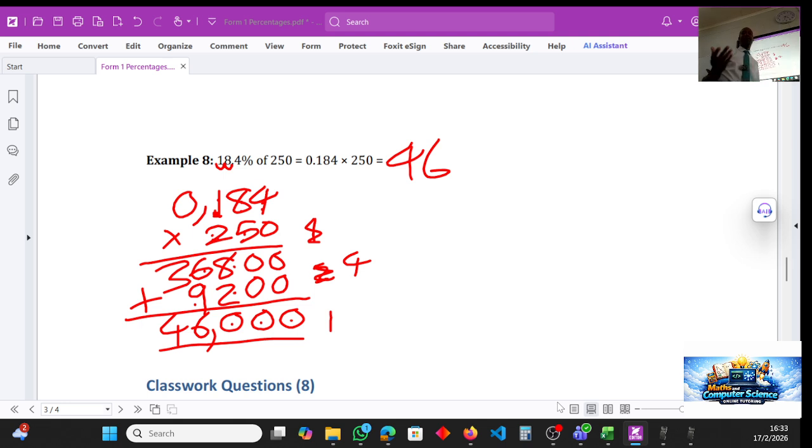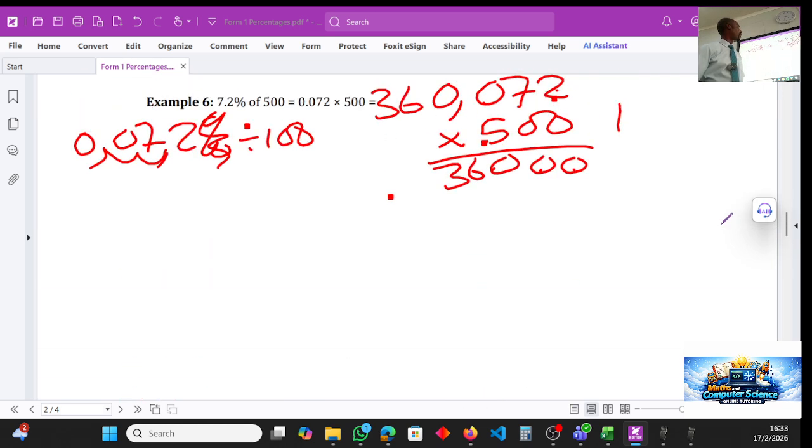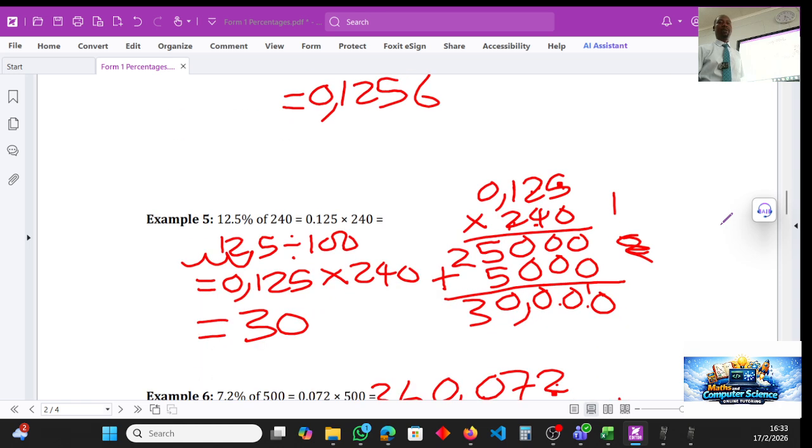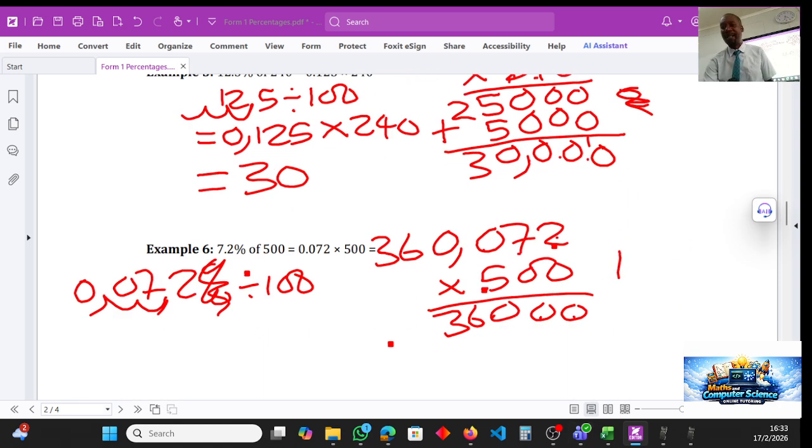I think for today's session, that's all we needed. We dealt with percentage of a value, as well as the first part, where we had the shift of the comma when we deal with multiples of 10.